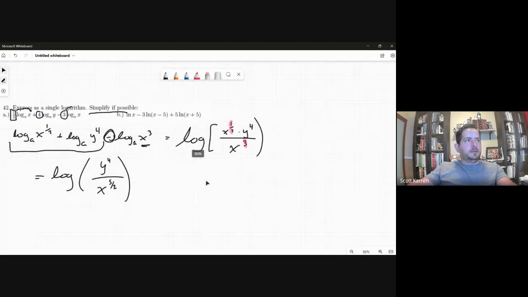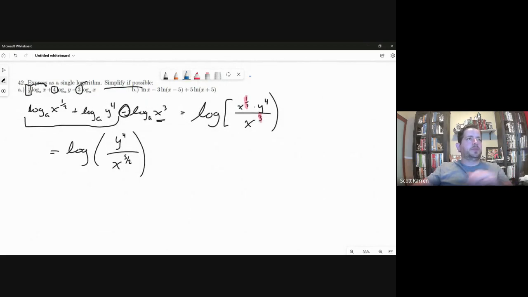For B, let's take a look at B. For B, I'm going to do the same thing, but anything with a positive, so these two right here, they're going to end up in the numerator. Anything with a negative is going to be written in the denominator.